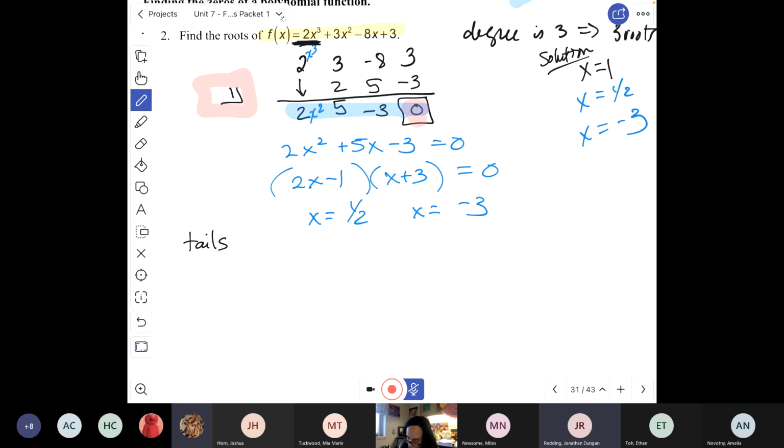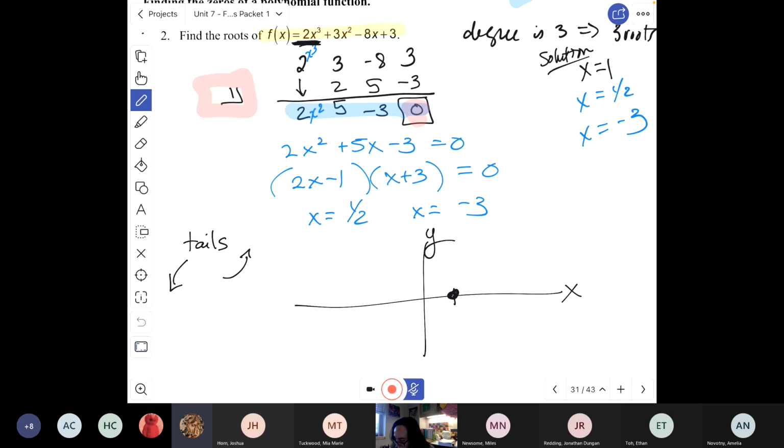The right tail goes up. Okay, and then based on what do I know what the left tail does? The degree is 3. Okay, and since that's odd, the left tail goes down, in the opposite direction. Okay, so I know the end behavior, I know the roots, I can graph this.